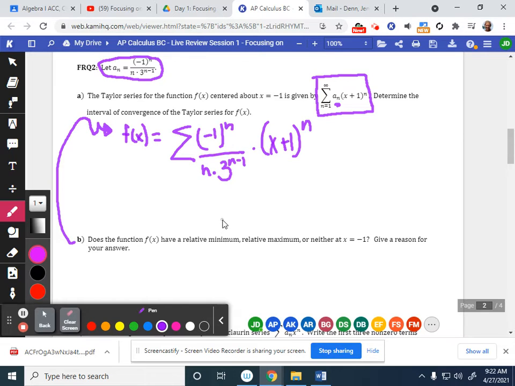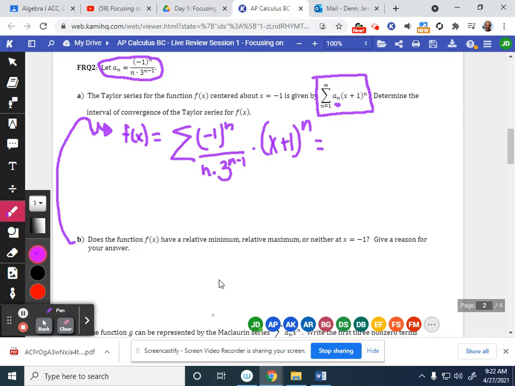So the first thing I did was I got myself a few terms of this series. I don't like this pen. It's just too thick. Okay, so I got myself the first few terms of this series. They have n equals 1 to infinity, so I started by plugging in 1 for n, and then 2, and then 3, and so on.